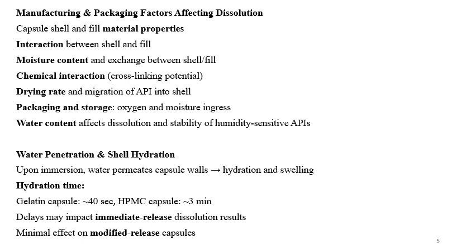Chemical interaction like cross-linking potential, drying rate, and migration of the API into the shell. Packaging and storage: effect of oxygen, moisture ingress, and water content affects dissolution and stability of humidity sensitive APIs. These are the factors related to packaging and manufacturing which affect the dissolution of the capsules. Then water penetration and shell hydration.